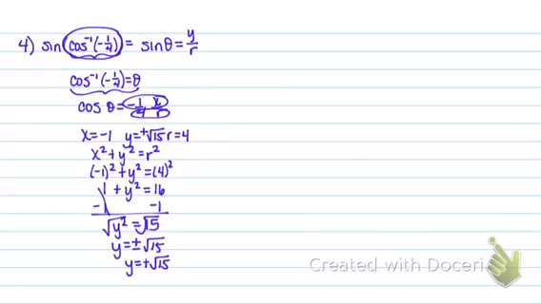All right, and then back up to the top. Now that we know x, y, and r, we can finish this problem. We said we're looking for sine, which is y over r. And we know y is the square root of 15 over, we know r is 4, so there is our solution.